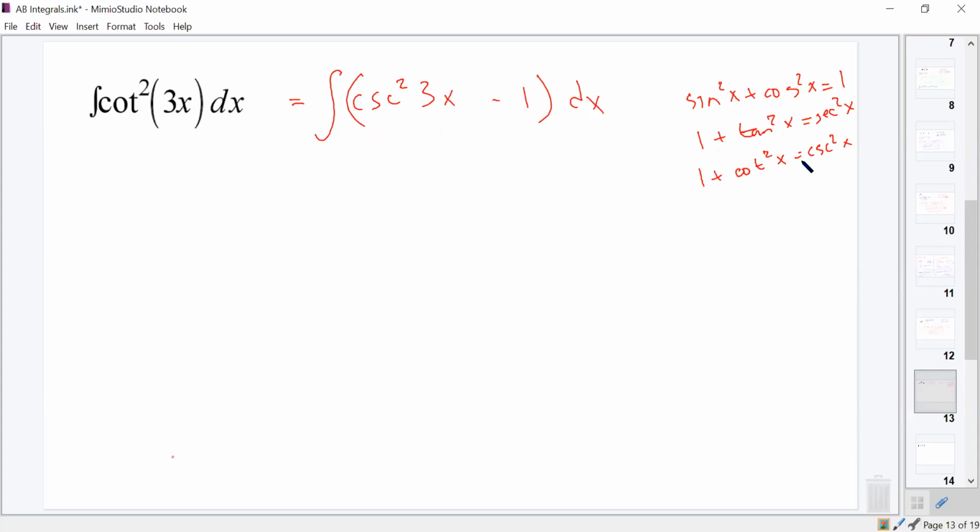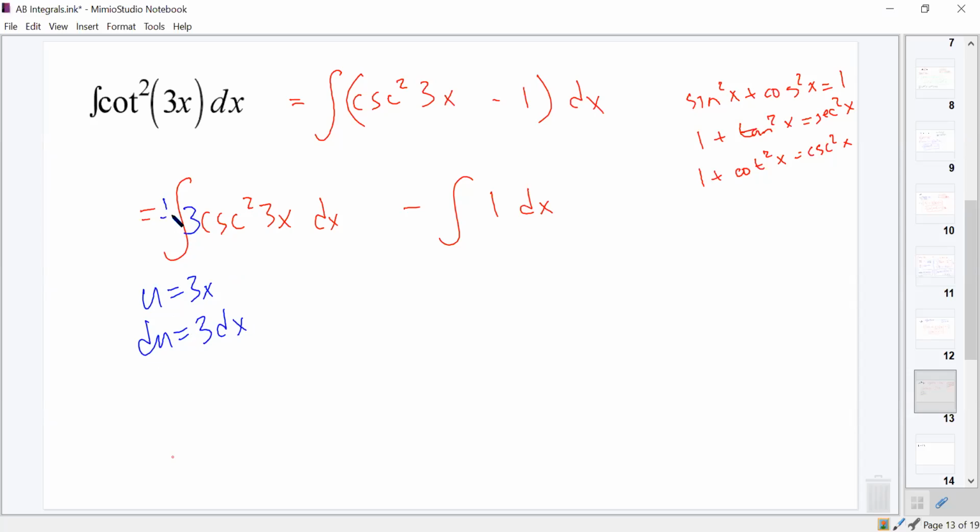And so this is actually exceptionally helpful because part of this, the integral of cosecant squared 3x, can be separated off by itself. And then on the other part of it, I just have a minus 1 dx, which can be integrated on its own. And cosecant squared has an integral that we should easily be able to find. And what would that be? Negative cotangent. Negative cotangent. But before we can do that, we're going to have to substitute out that 3x.